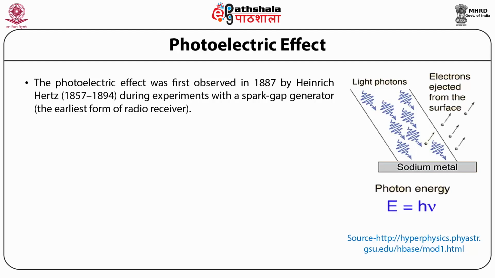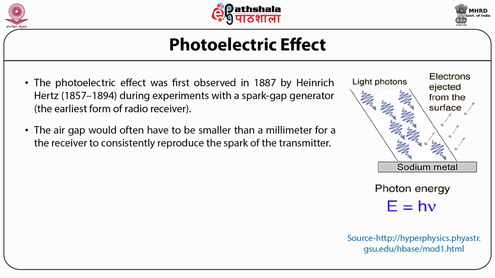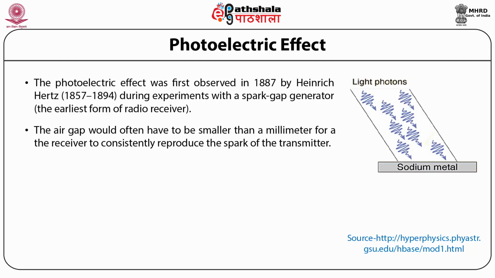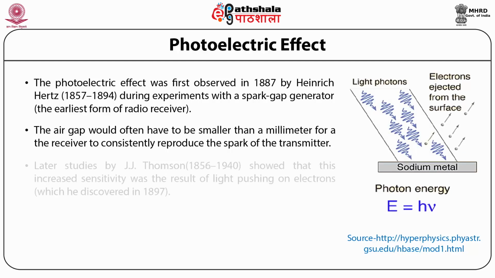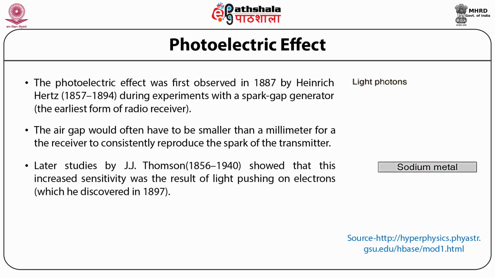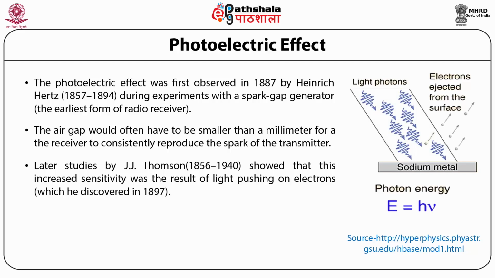Compared to later radio devices, the spark gap generator was notoriously difficult to work with. The air gap would often have to be smaller than a millimeter for a receiver to consistently reproduce the spark of the transmitter. Hertz found that he could increase the sensitivity of his spark gap device by illuminating it with visible or ultraviolet light. Later studies by J.J. Thomson showed that this increased sensitivity was the result of light pushing on electrons, which he discovered in 1897.